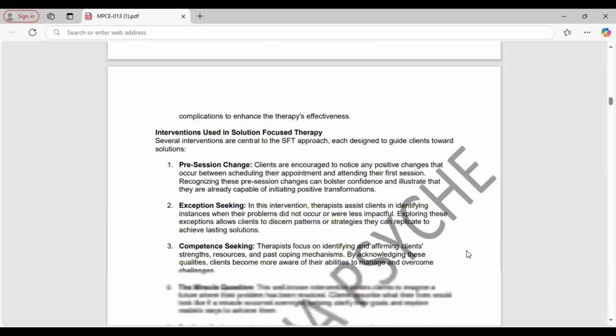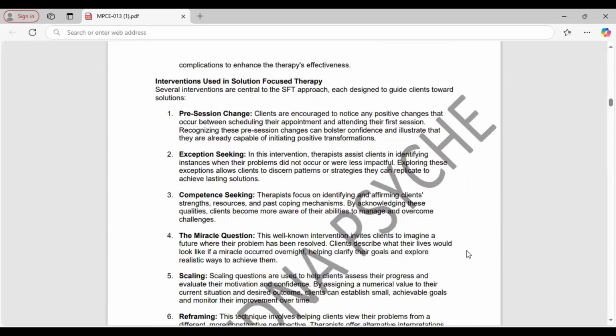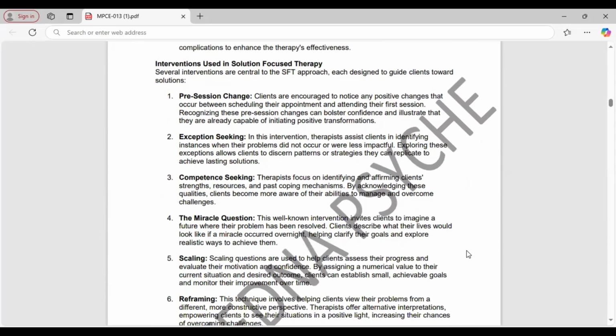Interventions used in SFT. Pre-session change. Recognizing changes that happen before therapy can boost clients' confidence. Exception seeking. Identifying times when problems didn't occur helps clients find strategies that work. Competence seeking, therapists emphasize client strengths and past successes.